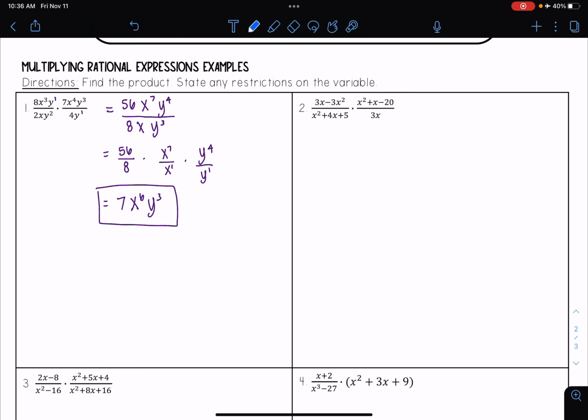And then I need to state any restrictions. I see in the very beginning that I have x and y in the denominator, so that means that x cannot equal 0, and y cannot equal 0.